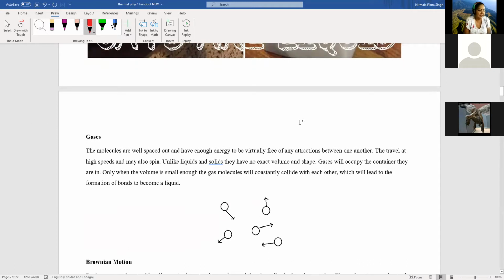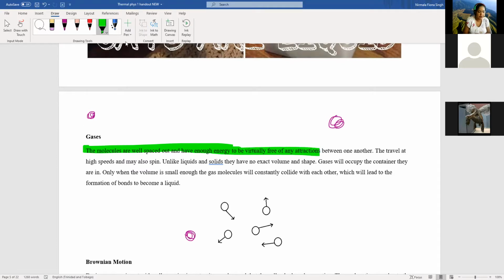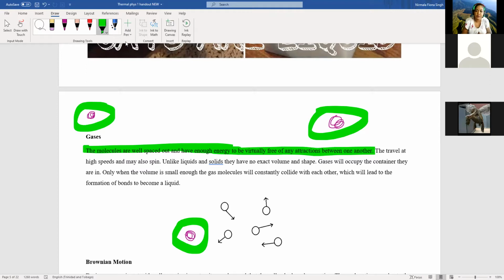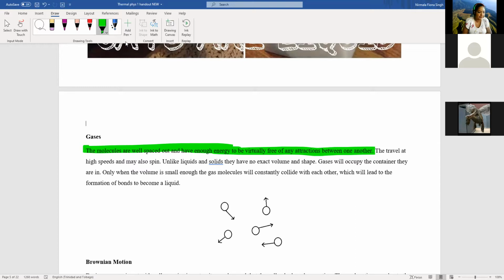Gases. The molecules are well spaced in a gas, meaning we have one molecule here, a next molecule here, a next one quite far away in relative position to each other. They are so far away from each other that they have enough energy to be virtually free of any attractions between one another. So this molecule is by no means attracted or influenced by the next molecule. They're too far away to influence each other. They travel at high speeds and may also spin.